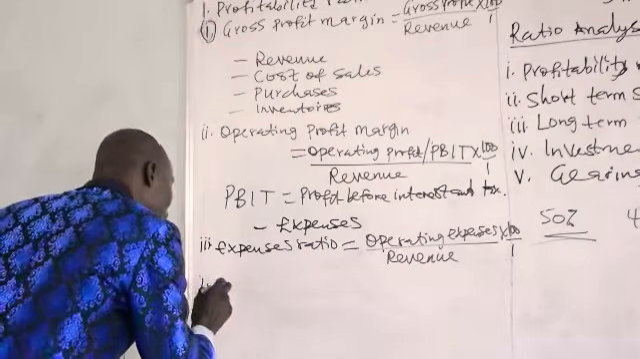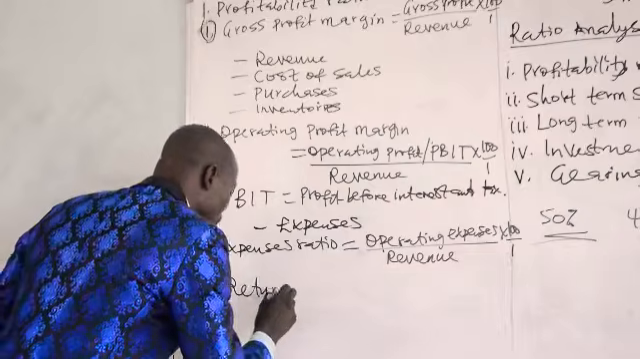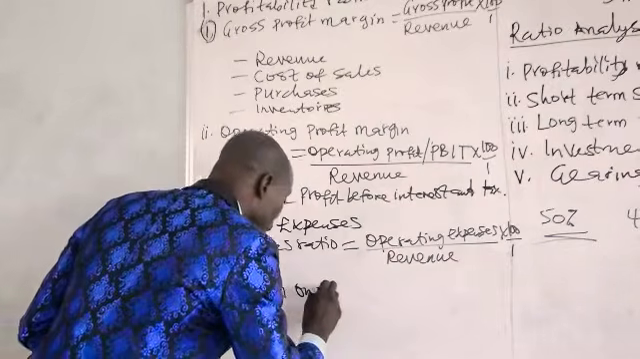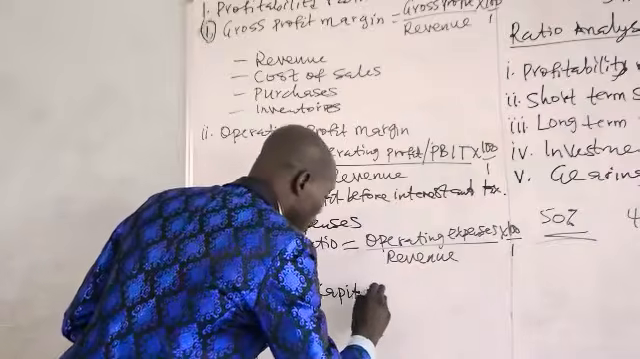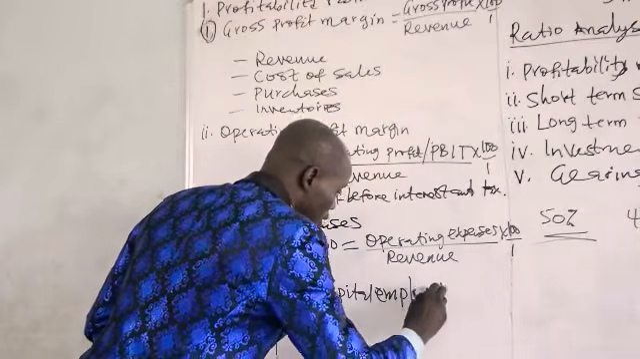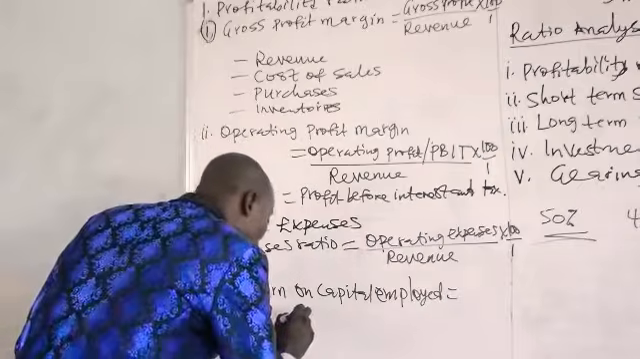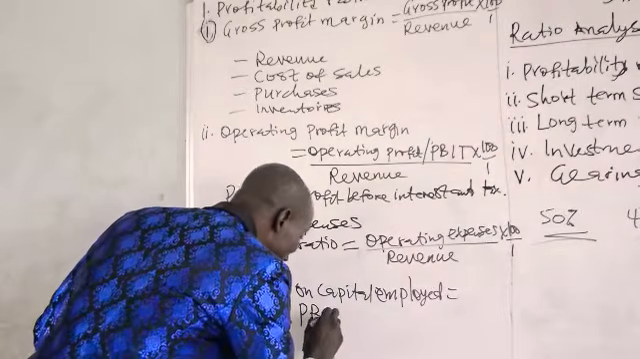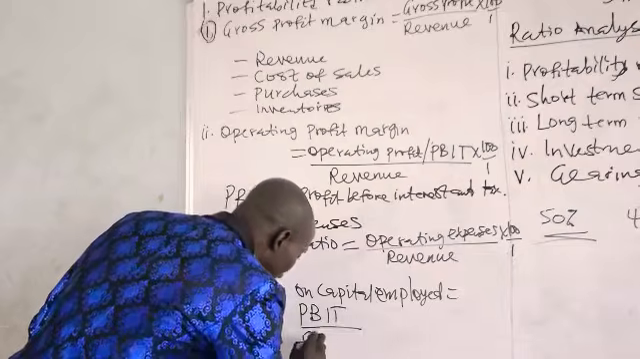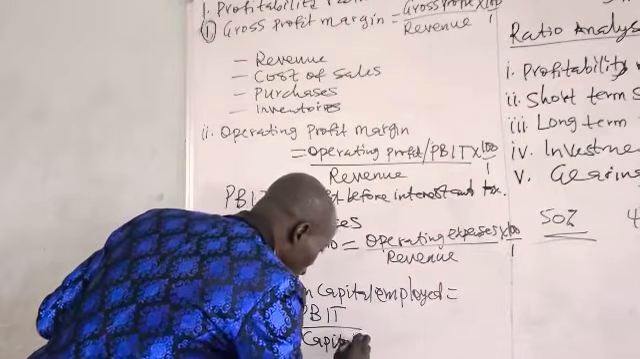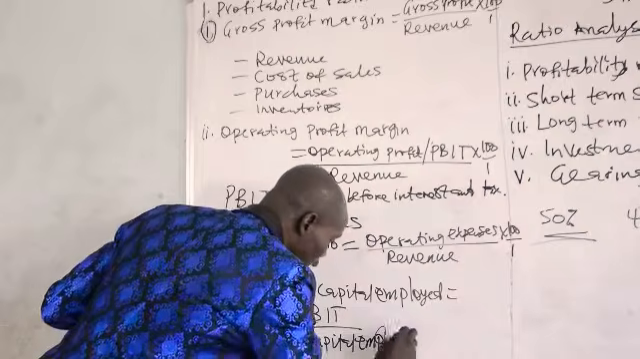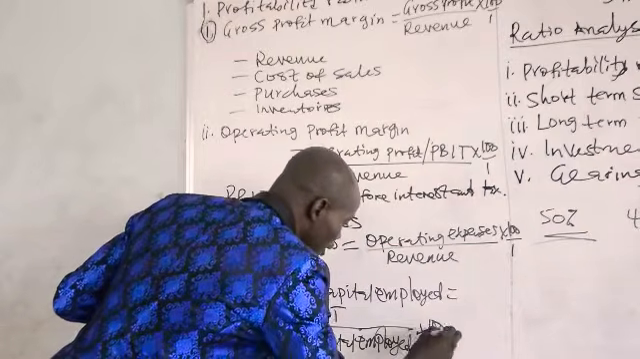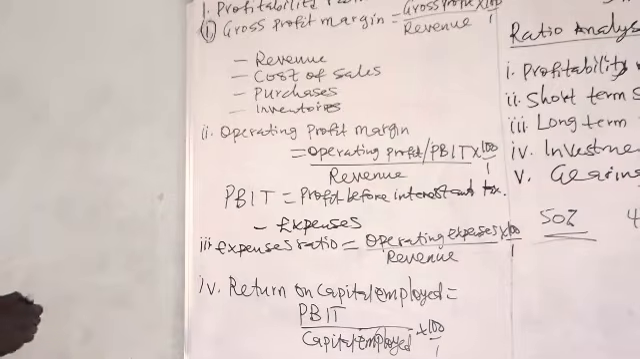Then we also have return on capital employed. This is the primary ratio. It is profit before interest and tax over capital employed, times 100, that will give us the return on capital employed. Profit before interest and tax over capital employed. For this ratio, the higher, the better.